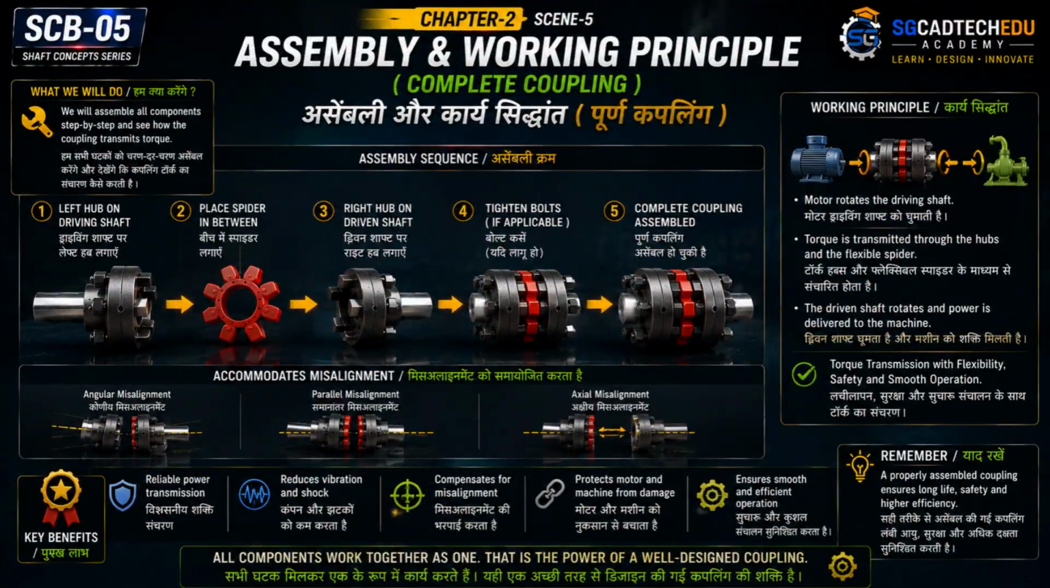Now that we have understood the major components, let's see how they work together as a complete assembly. First, the hubs are securely mounted onto the driving and driven shafts. Next, the flexible spider is positioned between the hubs, creating the torque-transmitting connection.